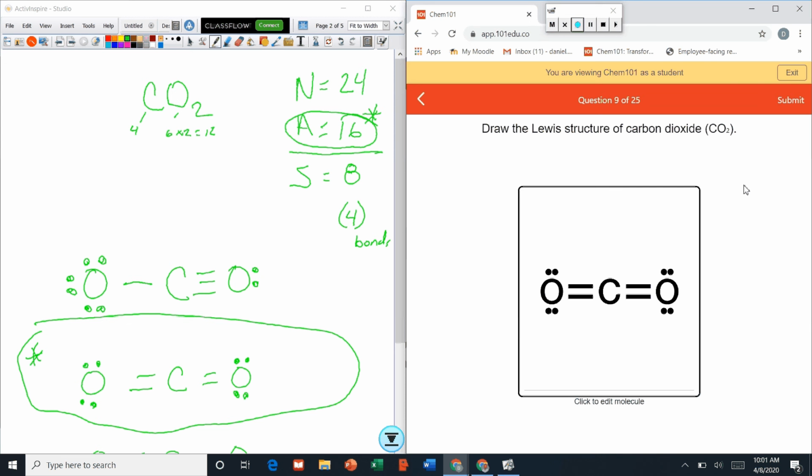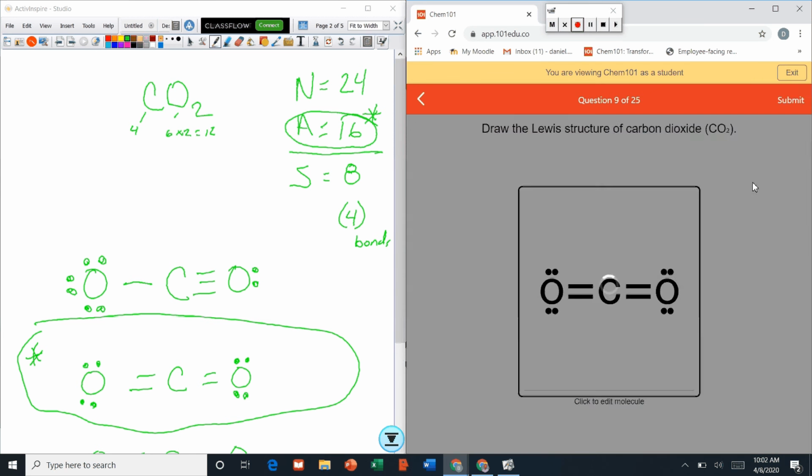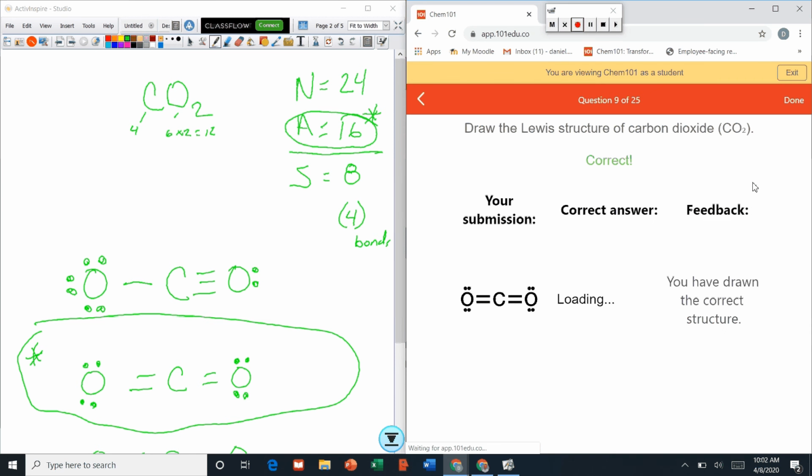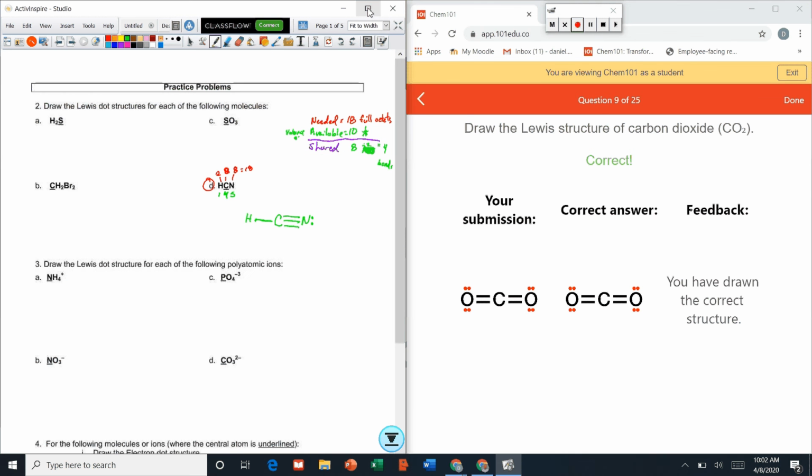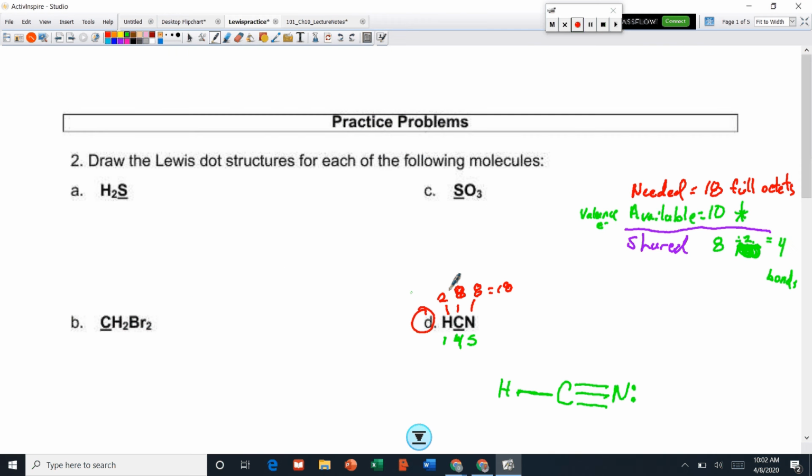If it's wrong, it's going to tell you it's wrong. I can guarantee you if you do it this way, I'm going to give you this one. This one's going to tell you it's correct. All right. It's more about getting you used to using the program than anything else. So what I would like for you to do now is go back to the practice sheet. We're going to do one more problem together.